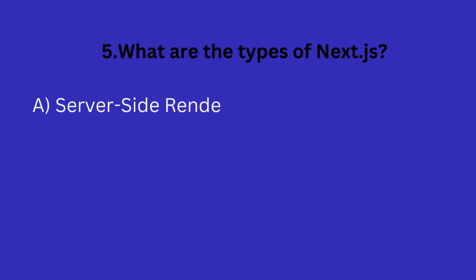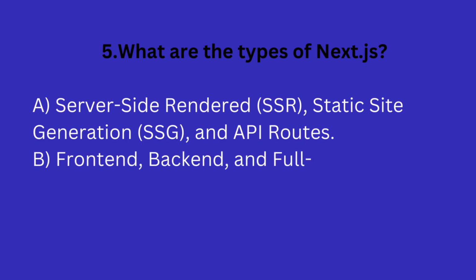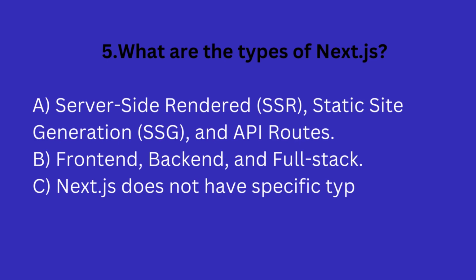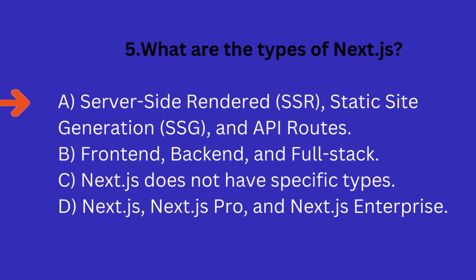5. What are the types of Next.js? A. Server-side rendered, SSR, static site generation, SSG, and API routes. B. Front-end, back-end, and full stack. C. Next.js does not have specific types. D. Next.js, Next.js Pro, and Next.js Enterprise. Correct answer is option A.